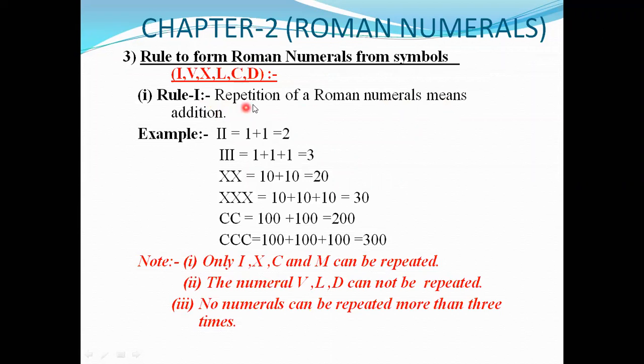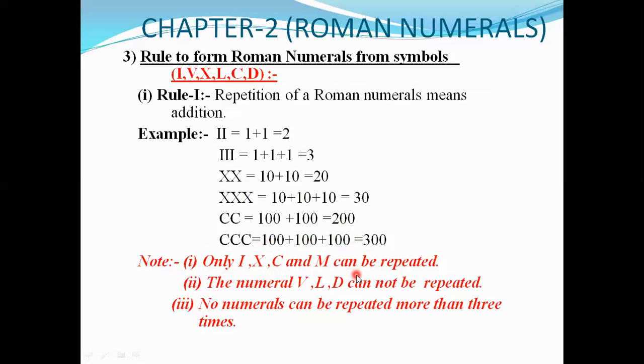What is the meaning of this rule 1? Repetition of Roman numerals means addition. Examples: I and I, 1 plus 1 is equal to 2. I and I and I, 1 plus 1 plus 1 is 3. X plus X, 10 plus 10, is 20, because X represents 10 and here once again X represents 10. When we add them, we get 20. Triple X, 10 plus 10 plus 10, is 30. CC, 100 plus 100, is equal to 200. Triple C, 100 plus 100 plus 100, is 300.